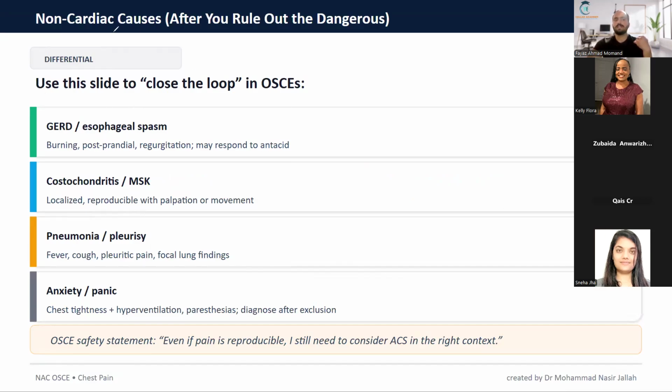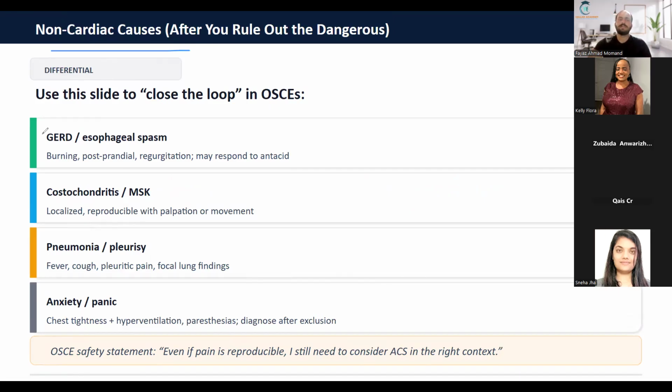Now, for non-cardiac causes, remember this. With GERD or gastroesophageal reflux or esophageal spasm, pain is usually burning. It happens most often after eating. The patient will give you a history of reflux or regurgitation and may respond to antacids. With costochondritis, pain is very localized and reproducible with chest palpation, or tenderness is present on the chest wall. With pneumonia or pleurisy, the patient will have fever, cough, pleuritic pain, and focal lung findings. For example, in pleurisy, you may hear a pleural rub. In pneumonia, you would hear crackles.